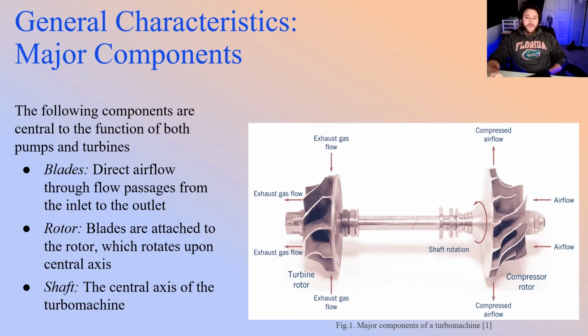There are three key physical characteristics that both pumps and turbines share in common that are critical to their functioning. The first are the blades, which receive and direct inlet airflow through the flow passage. The blades are attached to a rotating portion known as the rotor, which rotates upon a central axis, also known as the shaft.